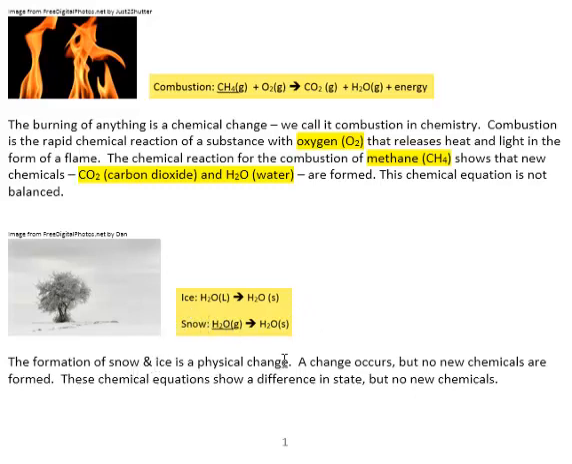The formation of snow and ice is a physical change, and here are the two chemical reactions for the formation of ice. H2O liquid forms H2O solid, and snow is H2O gas going to H2O solid. We see on both sides of the equation the chemicals are the same, H2O and H2O. What is different is their phase. Gas on the left-hand side, solid on the right-hand side, and for ice, liquid on the left-hand side and solid on the right-hand side. So a chemical reaction forms new chemicals, and a physical reaction does not form any new chemicals.